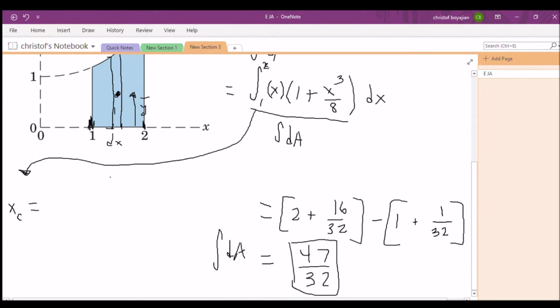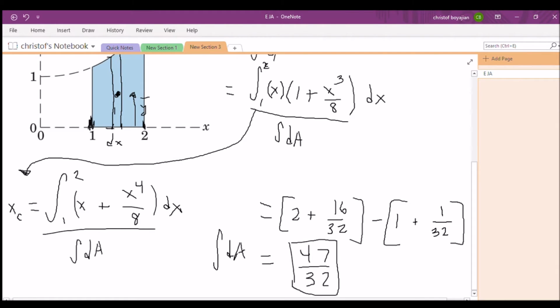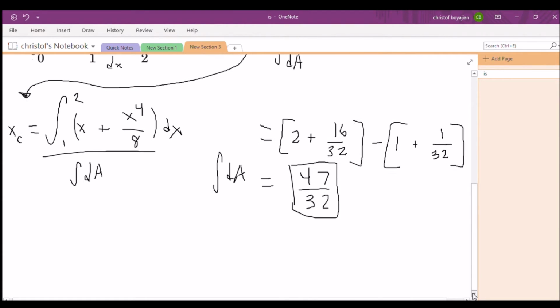All right, so let's go ahead. I'm going to FOIL these two products right here. So the integral from 1 to 2 of x plus x to the 4th over 8 times dx, all of this over our integral of dA. I'm just going to leave this denominator as the integral of dA. We have solved for this earlier, so don't forget, we're going to use this in a little bit. So we're going to have to come back to that.